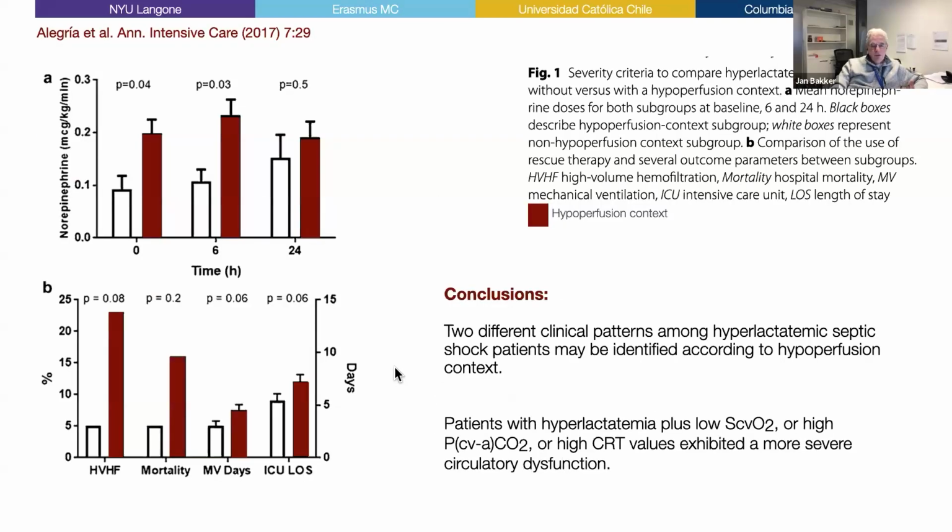And then we looked at the differences in clinical outcome. And so they needed more norepinephrine if you had lactate plus an abnormal flow-related parameter. They needed more norepinephrine. They needed more rescue therapy. They had a higher mortality, stayed on the ICU longer and on the ventilator longer. The differences were not significant, but the signal is there.